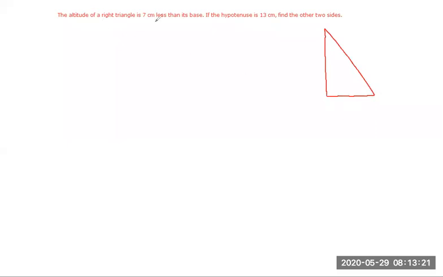The altitude of the right angle triangle is 7 centimeter less than its base. So you always assume not the altitude but the base. Let's say the base is x. So we'll assume let the base of the triangle be equal to x, in some units, centimeter, because the given data is in centimeter. Am I right, students?